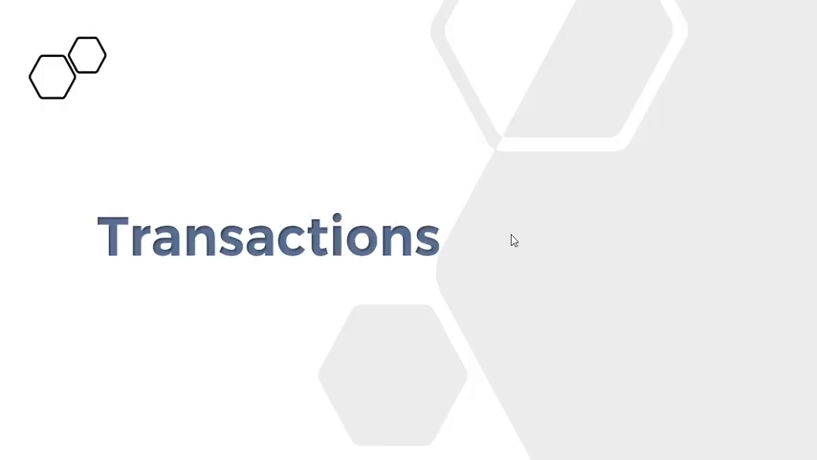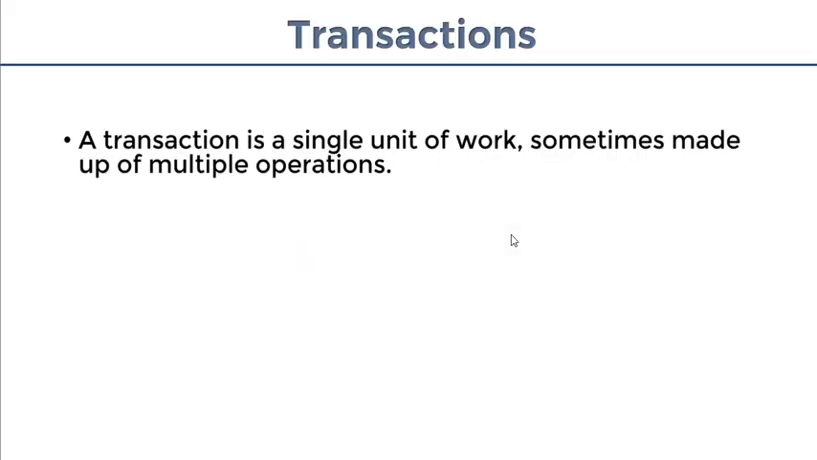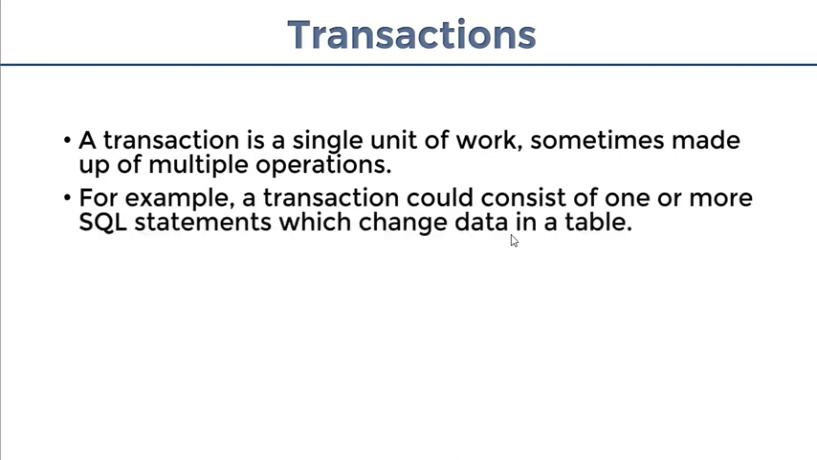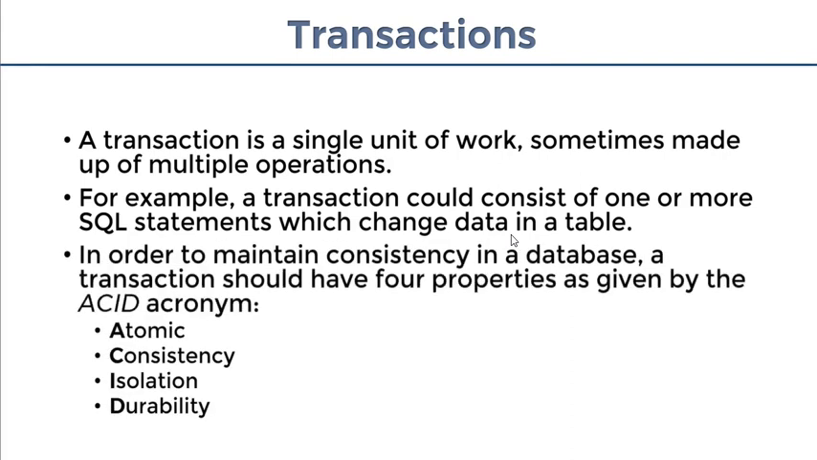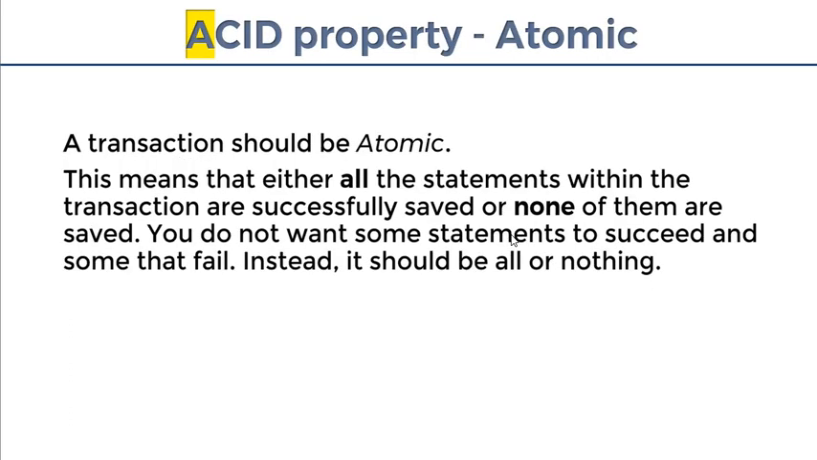Transactions. Let's see what it means. A transaction is a single unit of work, sometimes made up of multiple operations. For example, a transaction could consist of one or more SQL statements which change data in a table. In order to maintain consistency in a database, a transaction should have four properties, as given by the ACID acronym. ACID stands for atomicity, consistency, isolation, durability, right?